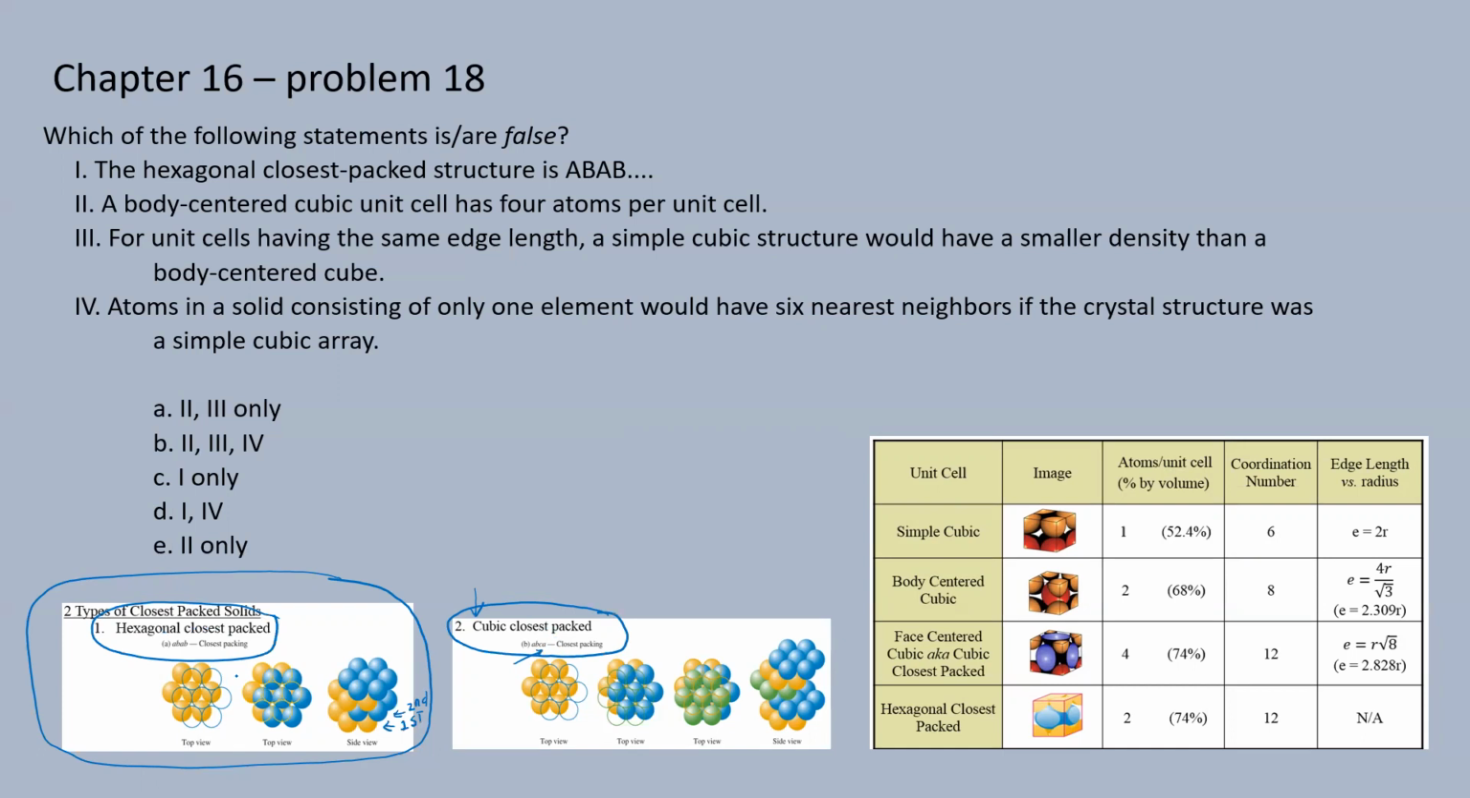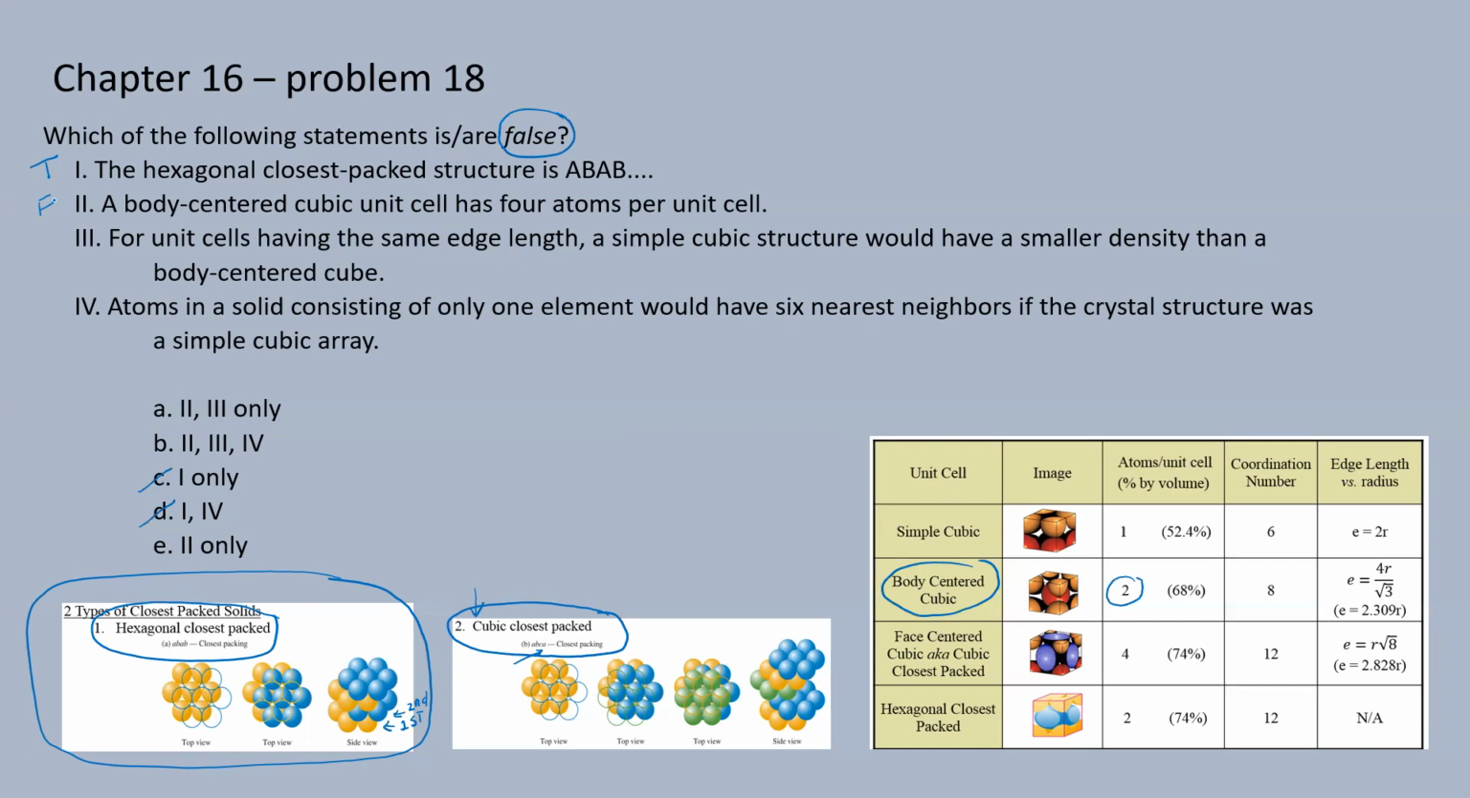Okay, so statement number 1 is true, but we're looking for false statements. So we want to get rid of anything with a 1 in it. Number 2, a body-centered cubic unit cell has 4 atoms per unit cell. So if you go over to this table on the right here, body-centered cubic has 2 atoms per unit cell, not 4. So that's false. So we definitely want to keep 2.